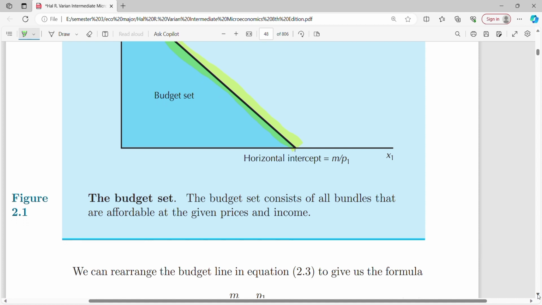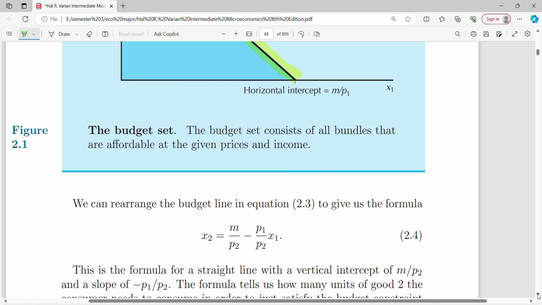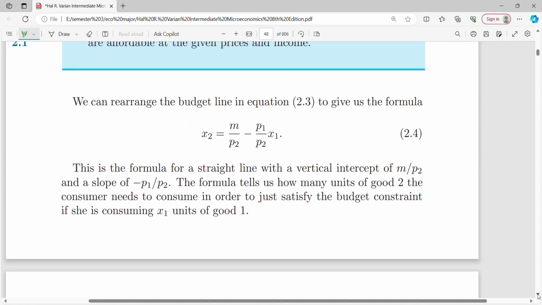And the budget set, we have already gone through it. All the bundles that are affordable at the given prices and income. That is the set of all affordable consumption bundles. Okay. Now if we rearrange the equation of the budget constraint, we'll get something like this. I'll try to denote it here.